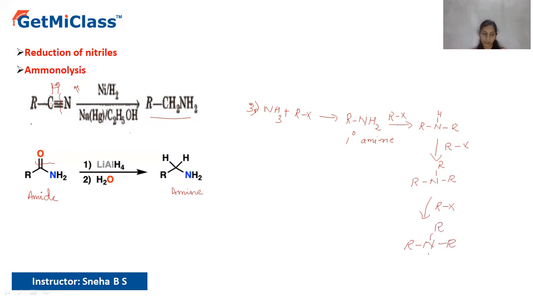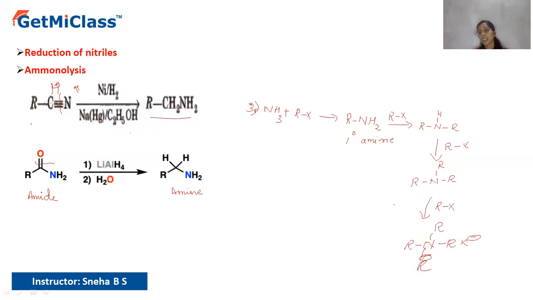Okay, so that is, we call it R4N+ X-. So quaternary ammonium salt will be formed. Okay, so quaternary ammonium salt will be formed.